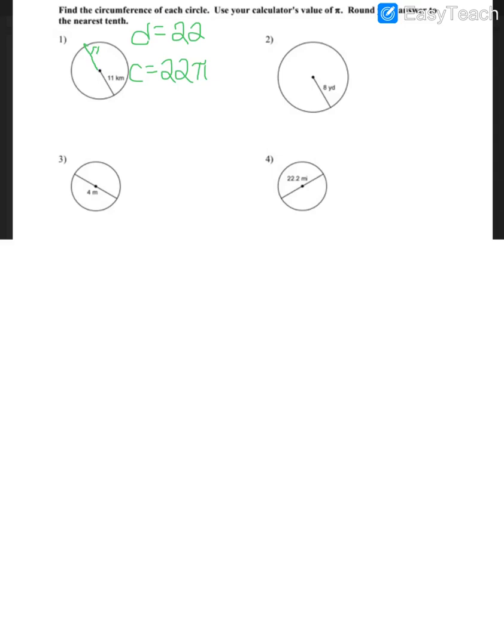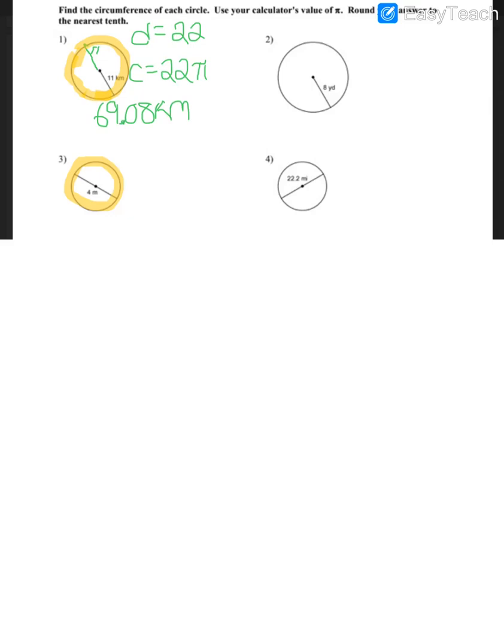And circumference really means the whole outside of the circle. Circumference means the distance around the circle, so around here. This is what we're really finding in all of these problems. Okay, so 22 times 3.14 is 69.08 kilometers. That's the whole distance around the circle.